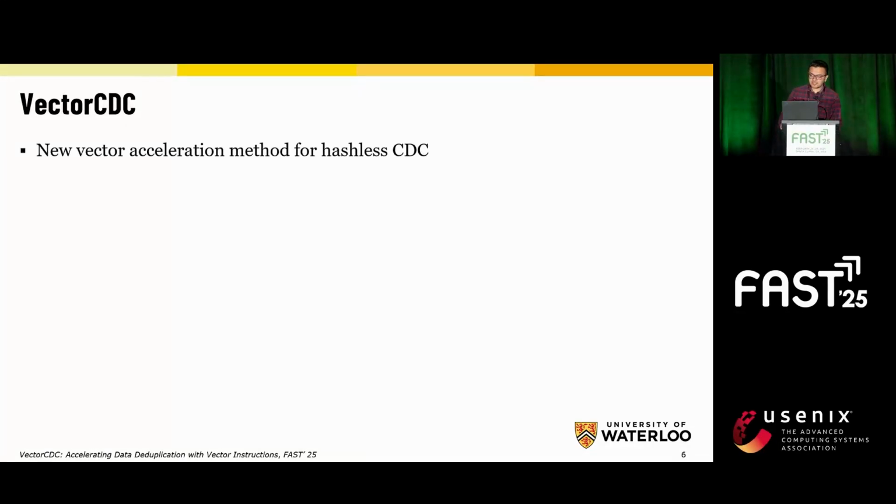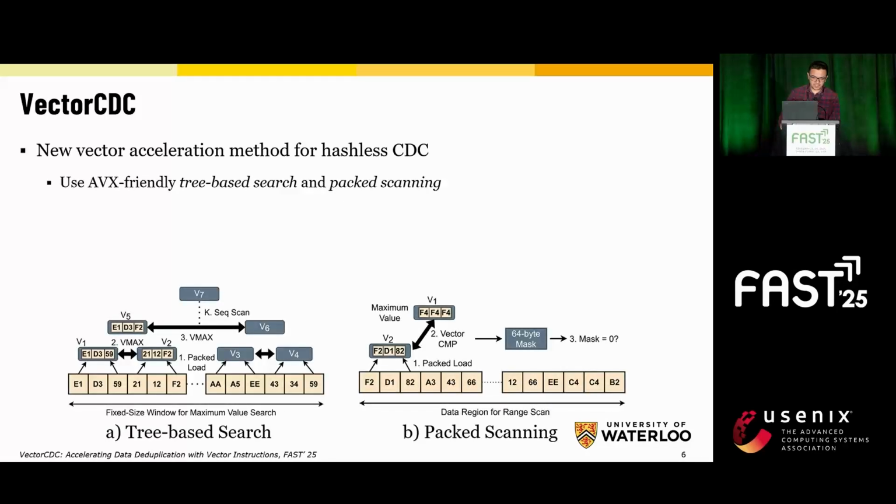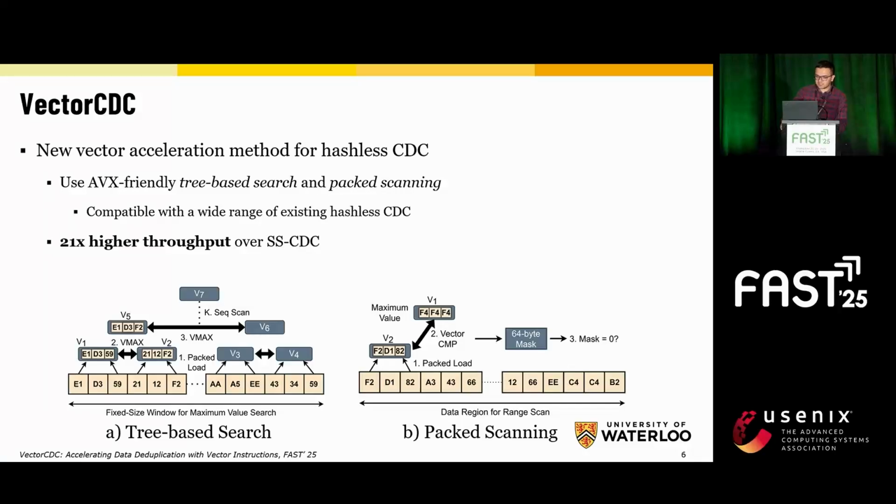In VectorCDC, we choose to accelerate the other family of CDC algorithms, which is hashless CDC algorithms. We use AVX-friendly tree-based search and pack scanning methods, which I'll talk about later today, to accelerate these algorithms. We are compatible with a wide range of existing approaches. And using our methods, we're able to achieve 21 times higher throughput over SSCDC, the method I just talked about. And most importantly, accelerating hashless algorithms with our method has no negative impact on deduplication space savings.